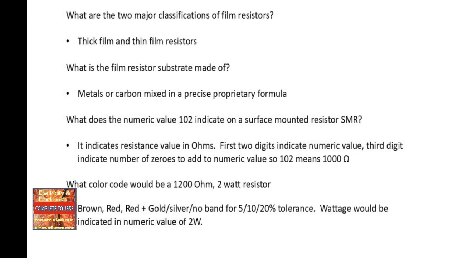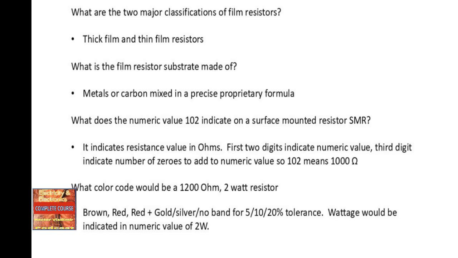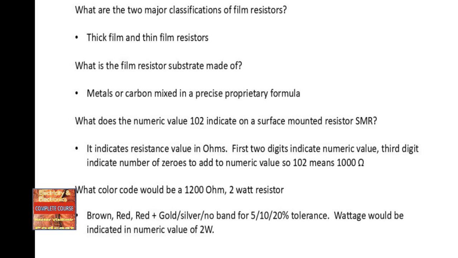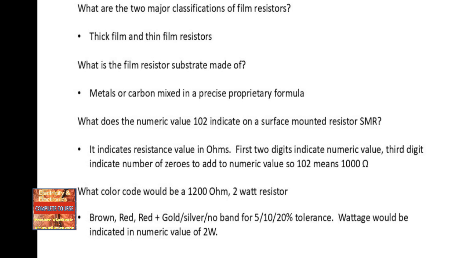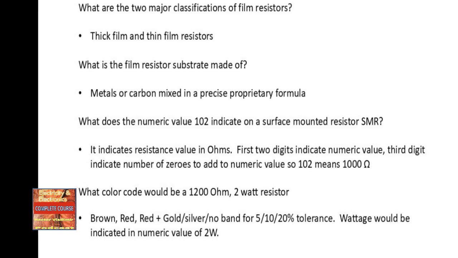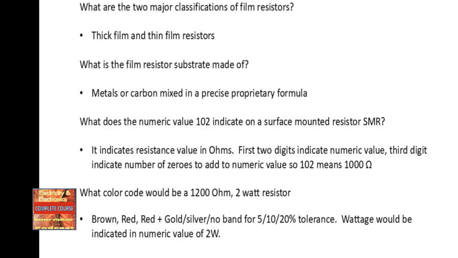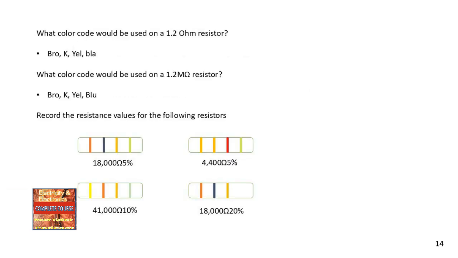What color code would be a 1200 ohm 2 watt resistor? It would be brown for 1, red for the 2, or the first 2 digits, and then red for the multiplier, the 100 multiplier, and it would have probably a tolerance band, either gold, silver, or no band at all for 5, 10, or 20% tolerance.